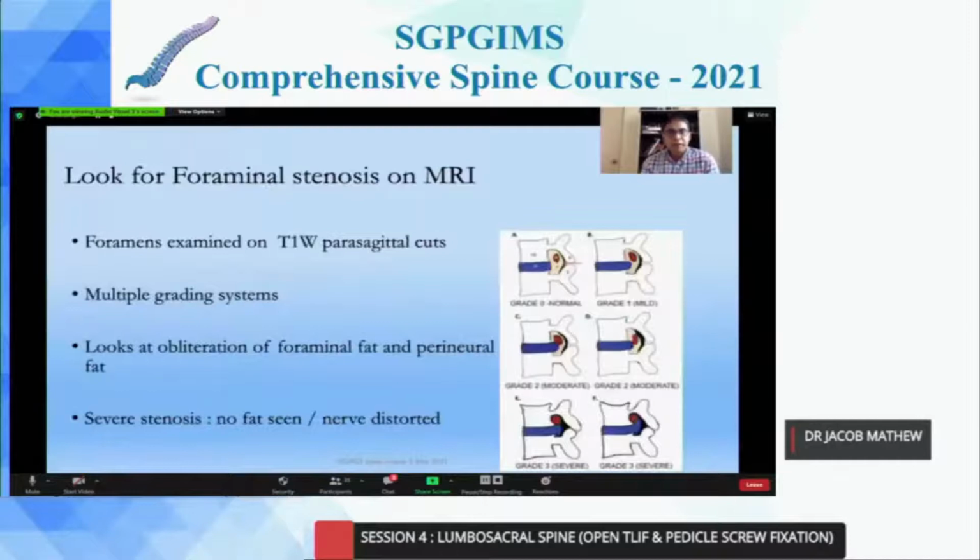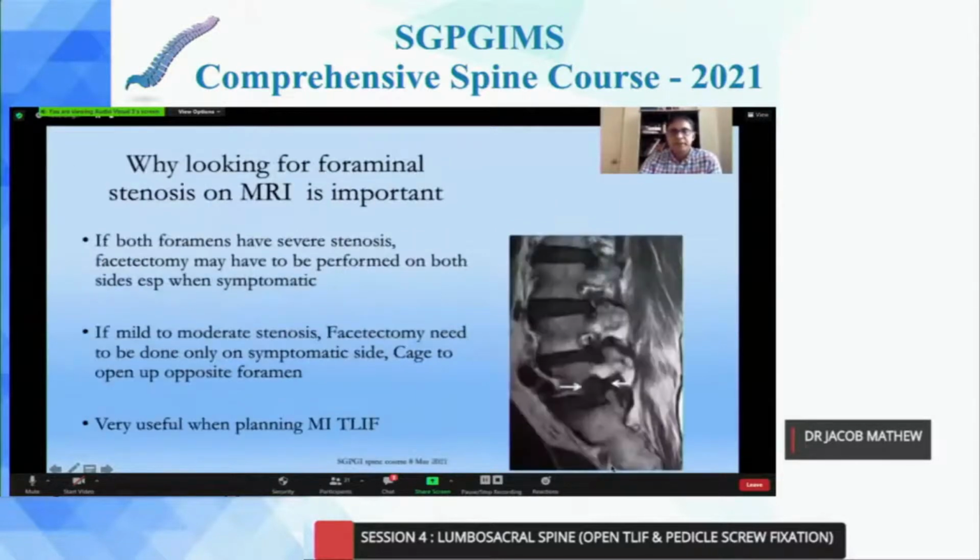I always look for foraminal stenosis on MRI. And here you can see there are multiple grading systems. Here you can see that the stenosis is severe when there is no fat seen either perineurally or in the foramen, or when there is distortion of the nerve.